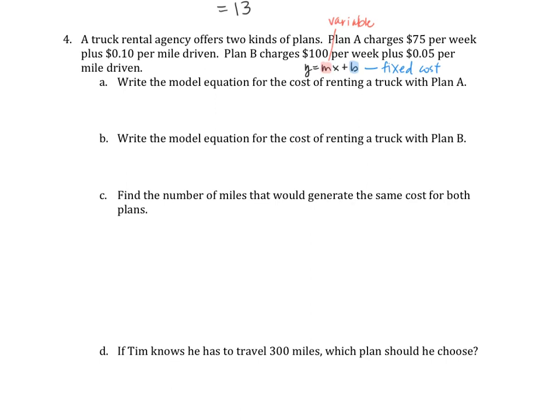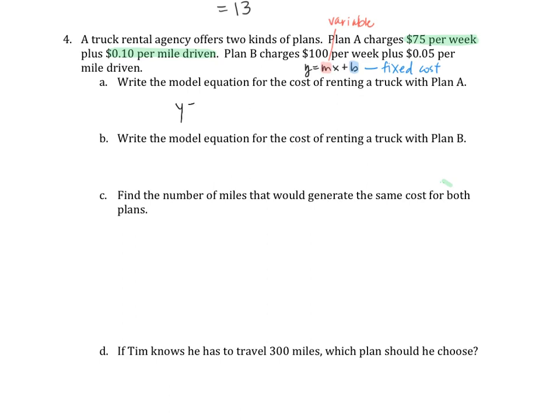So let's look. Plan A charges $75 per week. That does not vary. For a 1 week rental, you're going to be charged $75, period, for that whole week. But then you're charged an additional amount per mile driven during that week. So that is the variable cost for a 1 week rental.